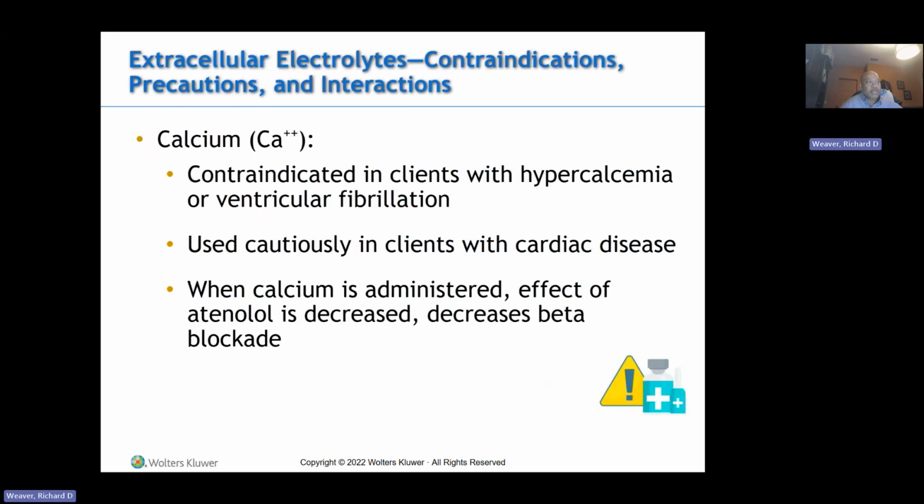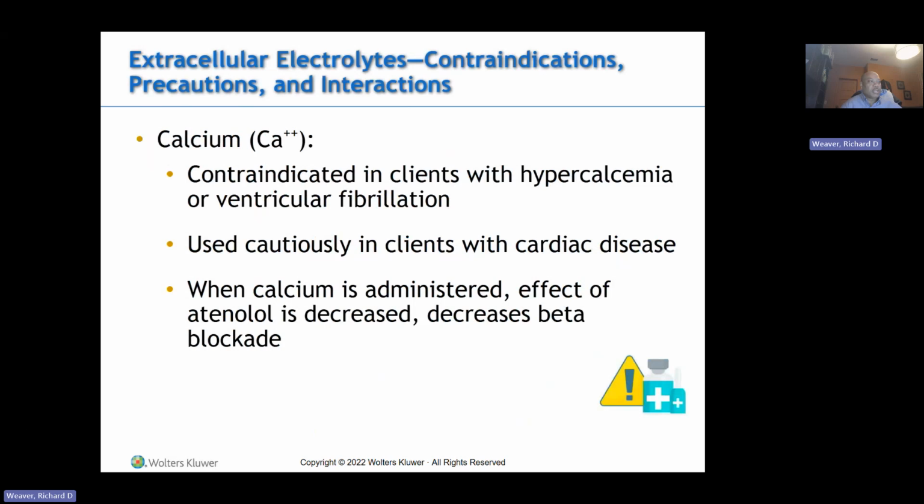Use cautiously in clients with cardiac disease because you don't want to overstress the heart with all that volume that, I'm sorry. I was thinking about sodium, but with calcium, it can depress the heart. So you have to really be careful with that. You know, the low blood pressure and also cause the heart to not beat as strong, right? Because that's what calcium helps the heart muscle to do. It helps it to beat stronger or to squeeze in a stronger way.